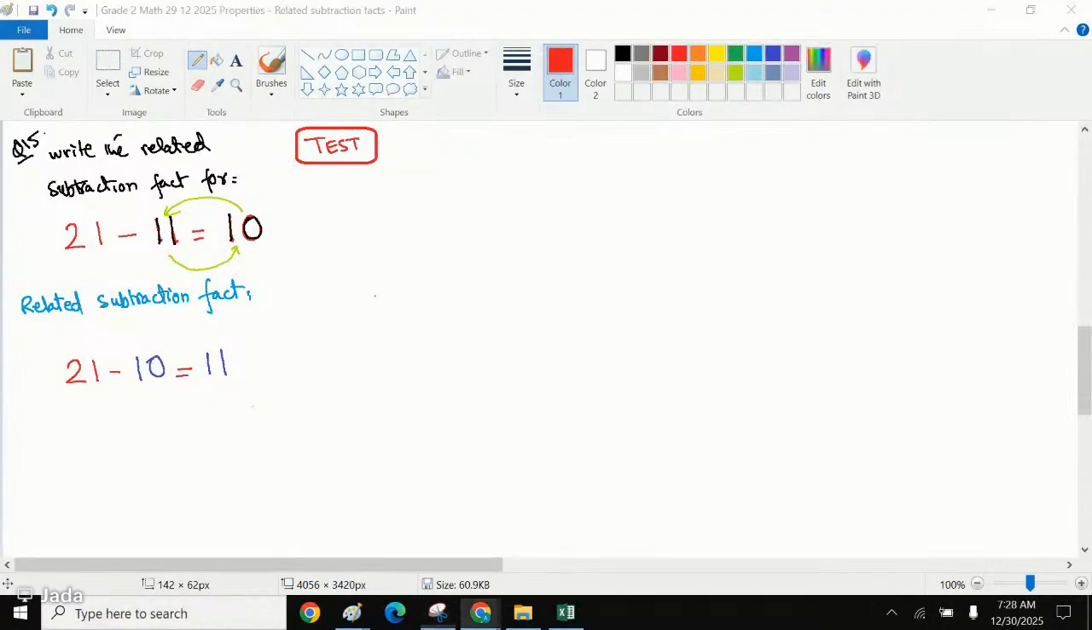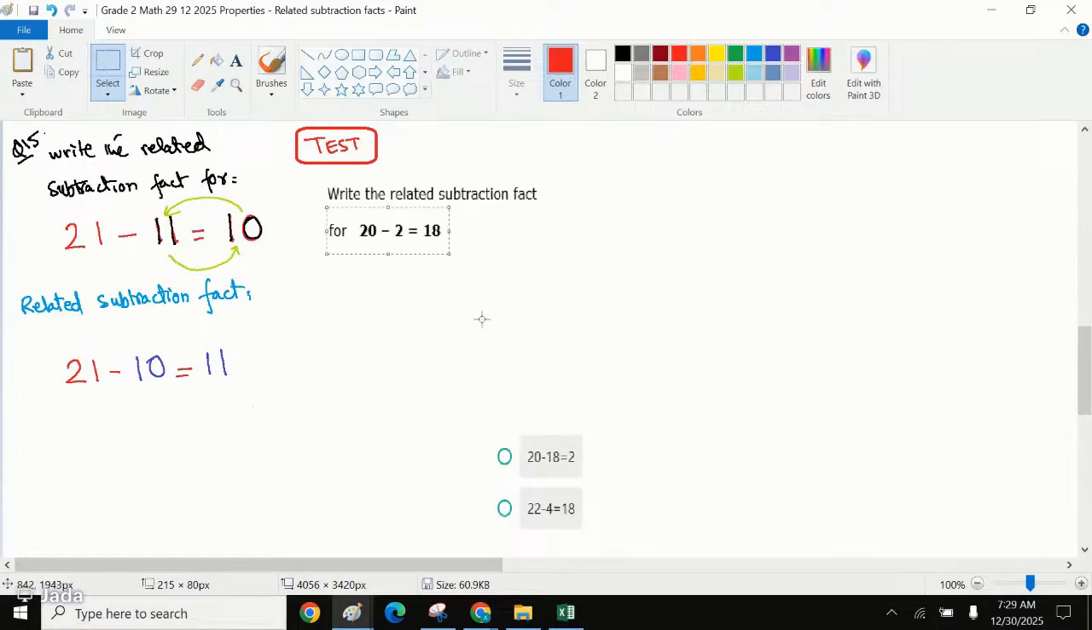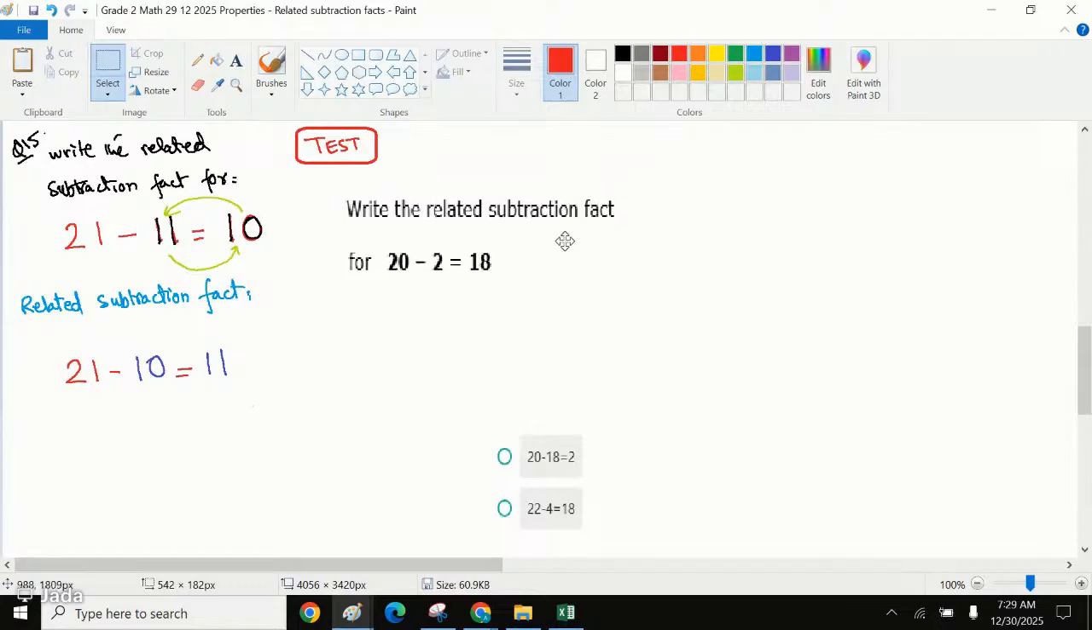For question number 1 that we have, this is question number 1. I'll change the screen size. These are the two options we have, A and B. And we need to find the related subtraction fact for 20 minus 2 is equal to 18. So this is our question number 1 from the test.